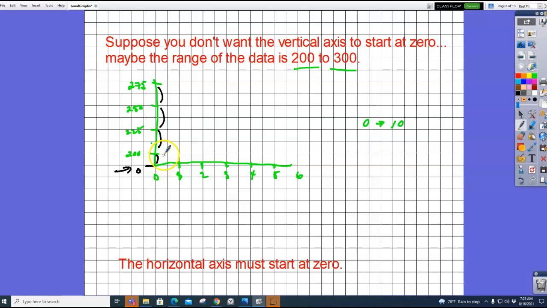What this also does is mess up your y-intercept if you draw a graph. If it does happen to go through this point, you assume the y-intercept is 0, and it's not. If each of these little blocks looks like they're 12.5, then this is 200, and so this is 187.5. It's not 0. So if you do want not to start at 0 on your vertical axis, you have to label the origin, okay? Not just start somewhere random. You have to label the origin as something other than 0 if you want it to be something other than 0. The horizontal axis must start at 0. That's how we're going to get our y-intercept, and y-intercepts are important.